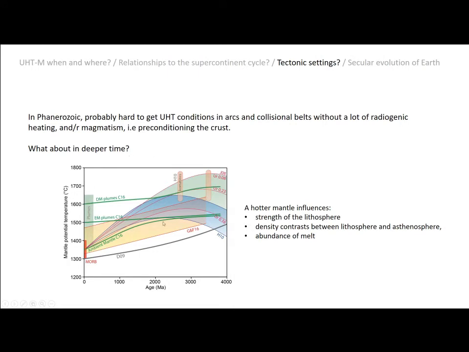Well, you've probably all seen plots like this. They are estimates of mantle temperature through time. We know firstly that the mantle was hotter in the past and probably peaked around the Mesoarchean. And two, the mantle temperature at any one time probably has a significant amount of variation.